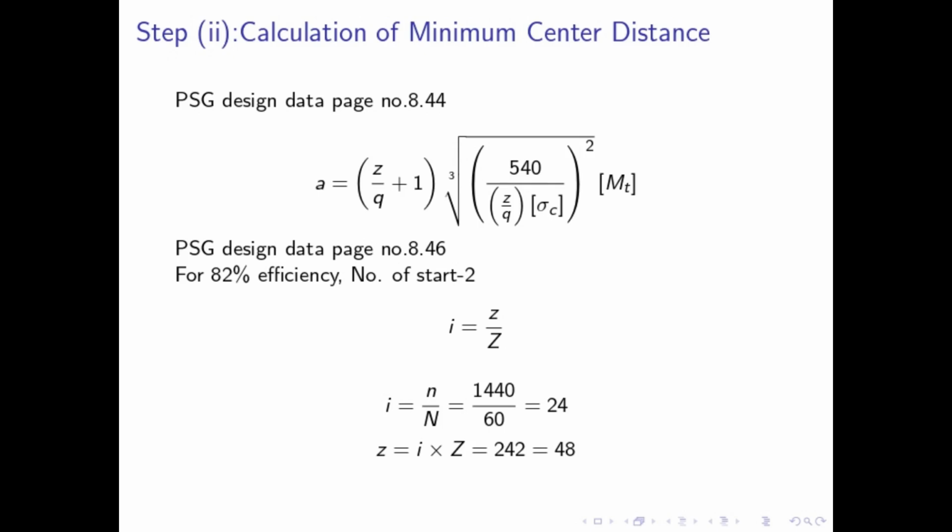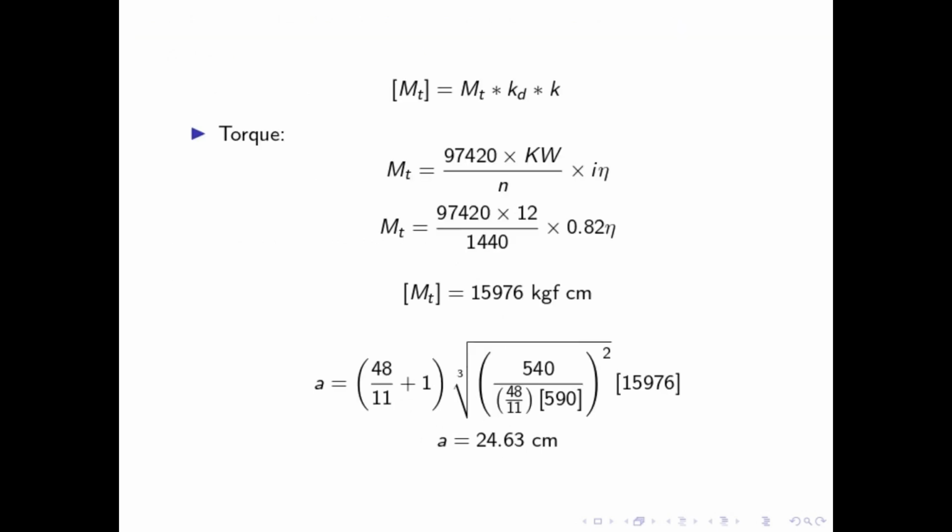And i can be determined from small n by capital N. Both the values are being given as 1440 and 60. If you divide it, you will get 24 as i answer. And from this equation, small z equal to i into capital Z can be derived, and i is now 24 and number of starts capital Z equal to 2. So 24 into 2, 48. So small z equal to 48. So number of teeth equal to 48.